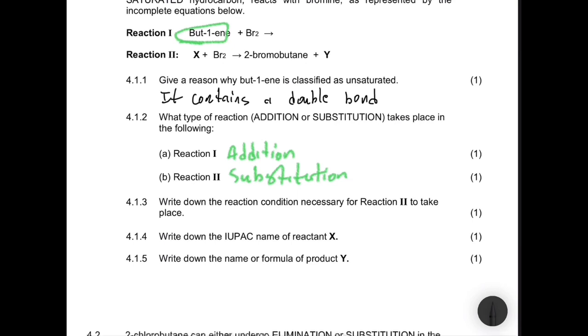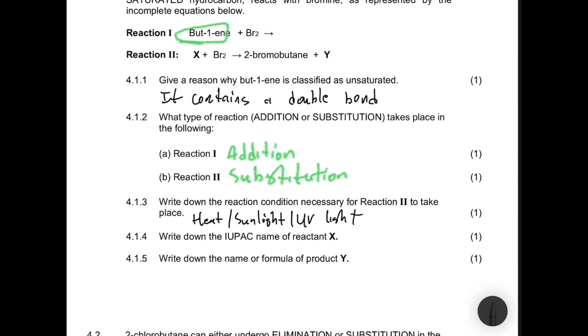4.1.3, write down the reaction condition necessary for reaction 2 to take place. For reaction 2 to take place, we need heat, or we need sunlight, but from sunlight we're still looking for heat from the sunlight, right? Or we need UV light.